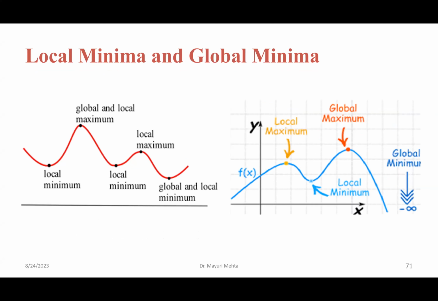This figure shows what is local minima and what is global minima, and what is local maximum and what is global maximum. On the left side figure, there is one curve. There are several local minimas here. You can see that on the red curve in the left hand side figure, there are three local minimas.